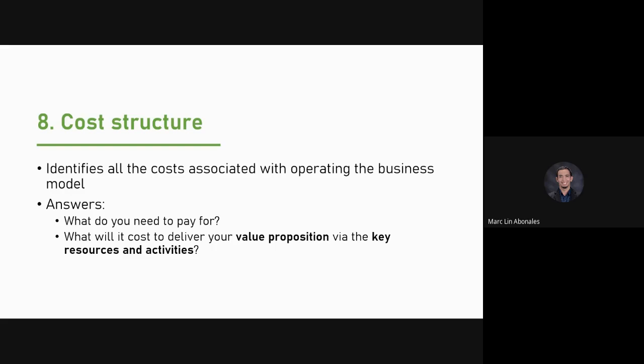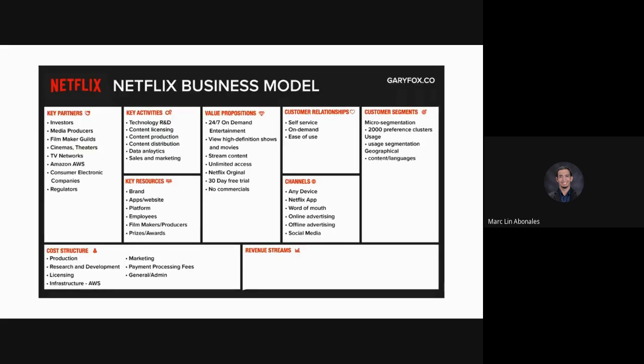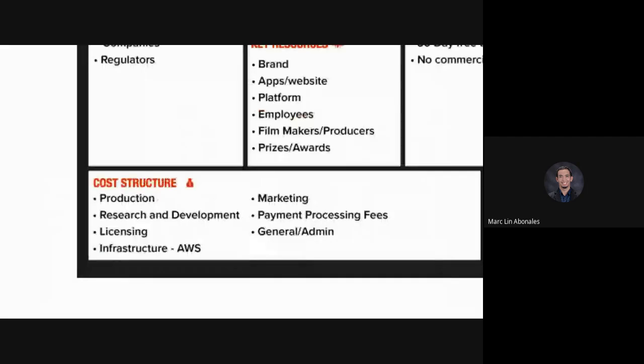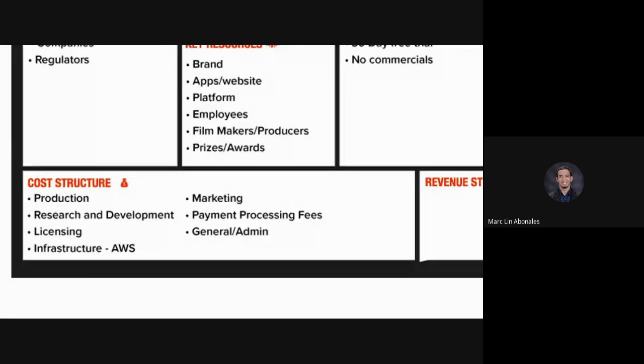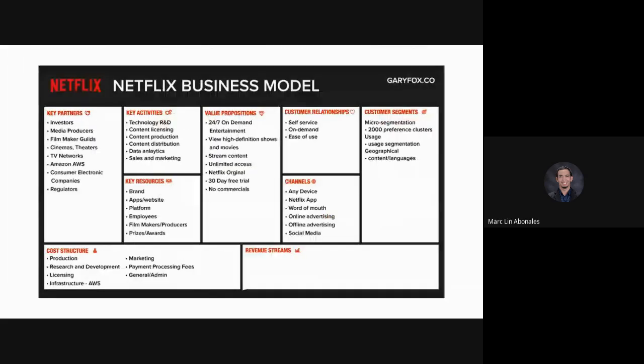Okay, so for the business model canvas for Netflix, its cost structure is: in production, it needs to pay for the production, research and development, licensing, infrastructure, marketing, payment processing fees, and general or admin. So that is the cost structure.